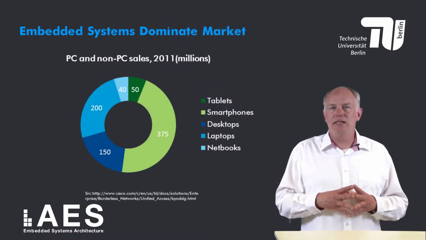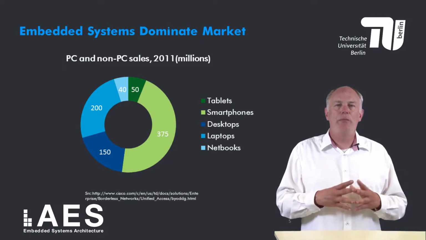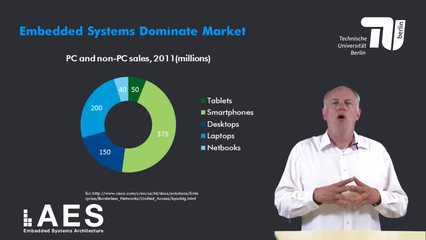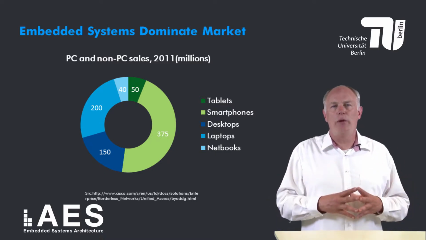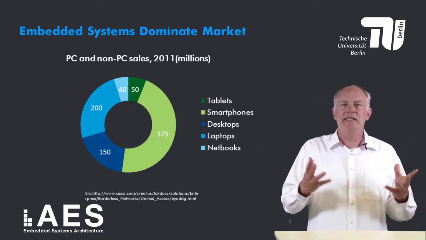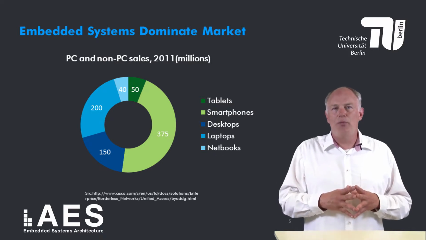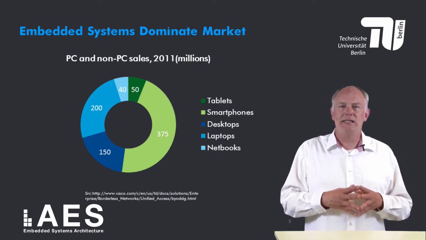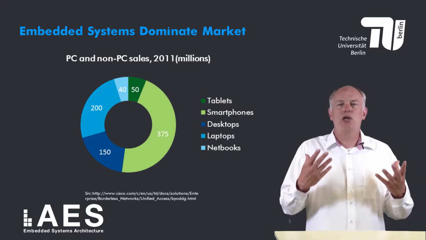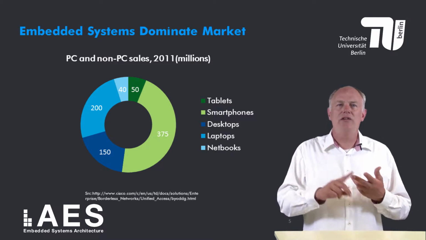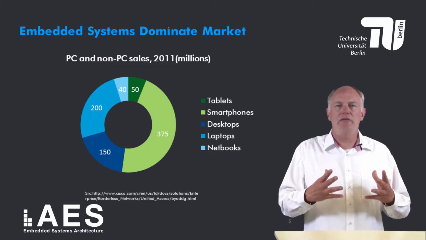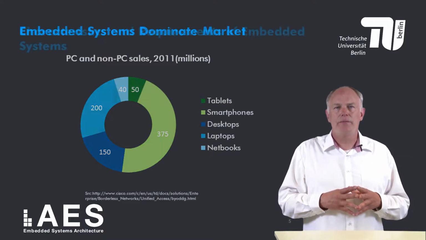Many more embedded systems are sold every year than general purpose computing systems, but I could not find a figure that compares the sales of all embedded systems and all general purpose computing systems. This figure just compares the sales of PC systems, including laptops and netbooks, to the sales of non-PC systems, in particular smartphones and tablets. It shows that even if we exclude all the watches, cameras, digital TVs, washing machines, etc., more non-PC systems are sold every year than PC systems.